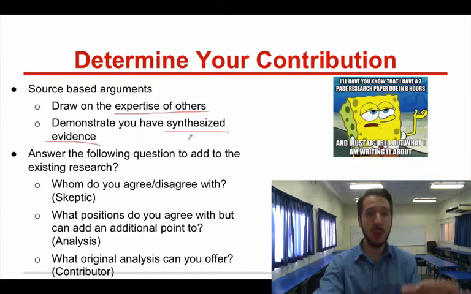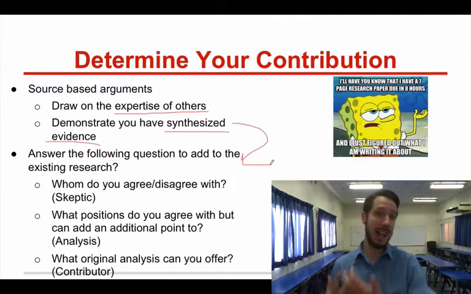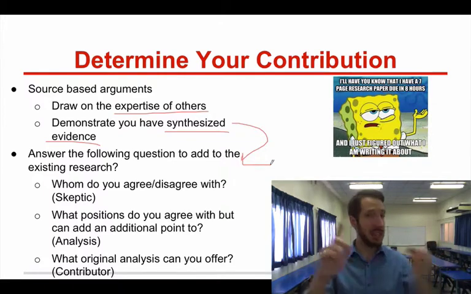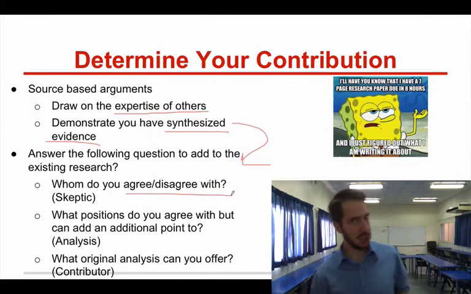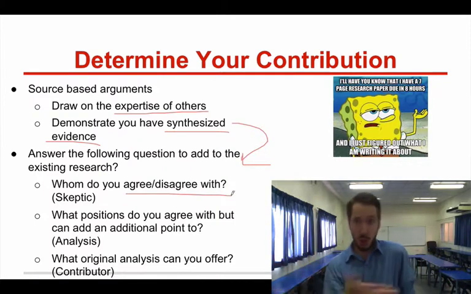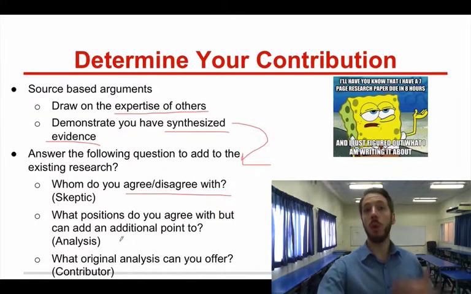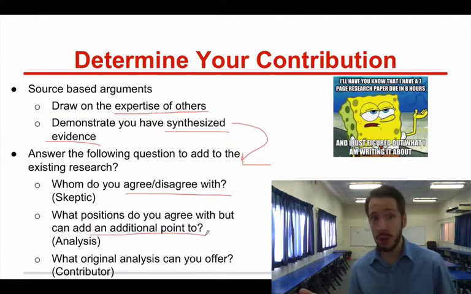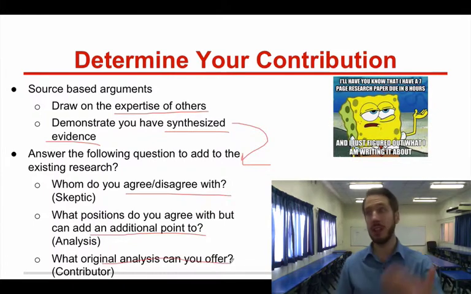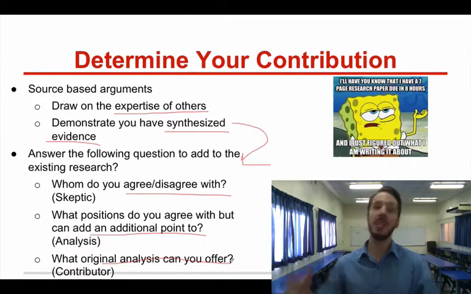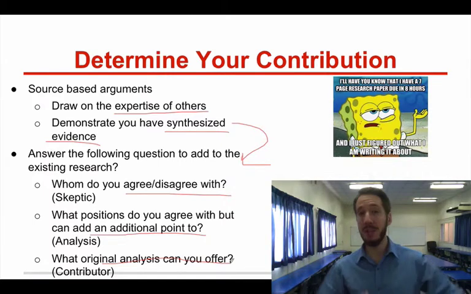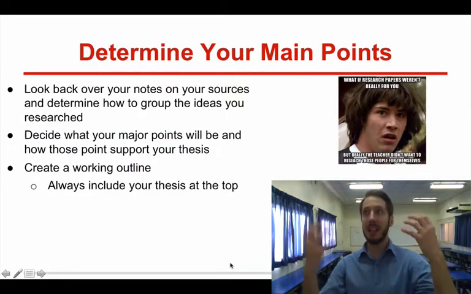How you can do that is by answering some of these questions. Again, think about the roles that you're trying to take as you are researching: a skeptic, an analyst, a contributor. Who do you agree or disagree with? You should be citing the entire conversation on this topic, not just the perspective that you agree with. So which do you agree and disagree with, and why? Or what positions do you agree with, but you can add an additional point to? And what original analysis can you actually offer? Looking at all these sources, how can you connect them? How can you explain to your readers how this works as a whole? That's a great way to demonstrate that you've synthesized information and that you've contributed, instead of just letting the sources make your argument.